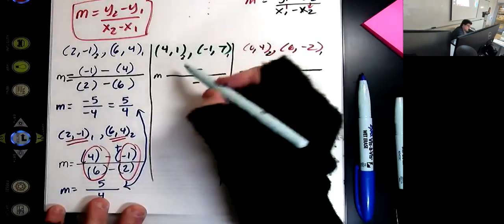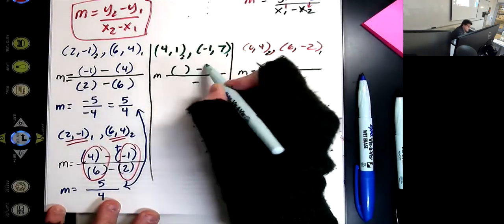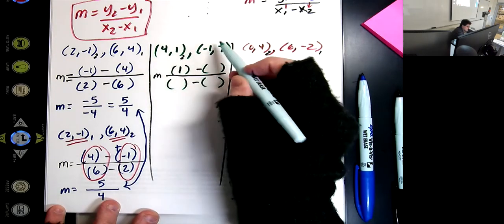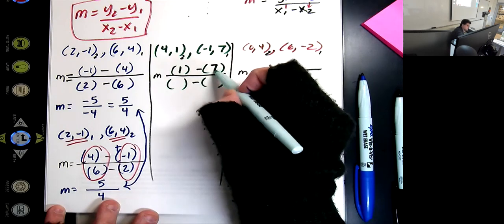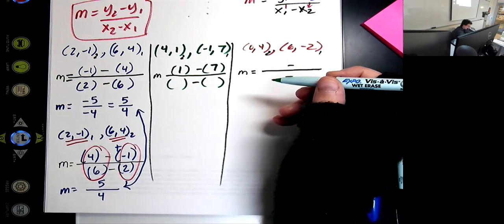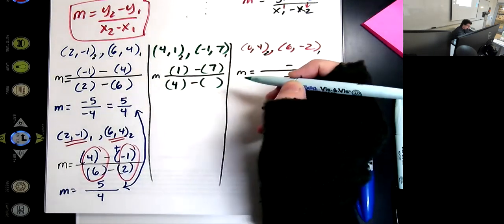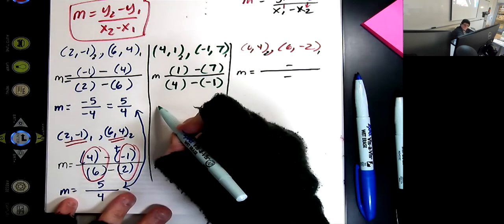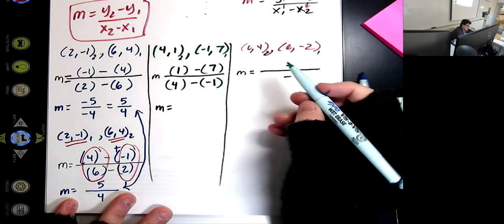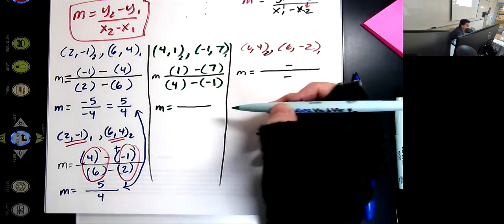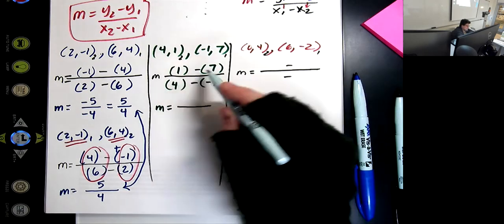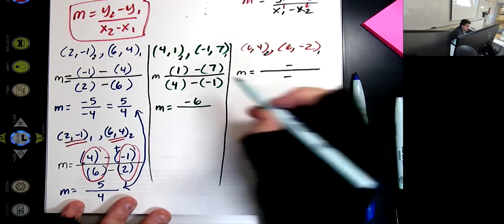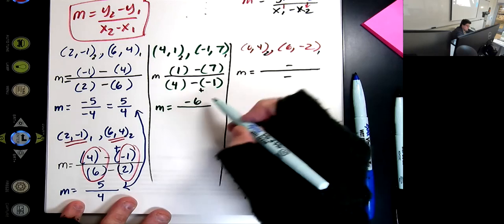Let's try this for this one. My y2 is the 1. And my y1 is the 7. My x2 is the 4. And my x1 is the -1. One minus 7 is -6. And the minus turns into a plus. 4 plus 1 is 5.